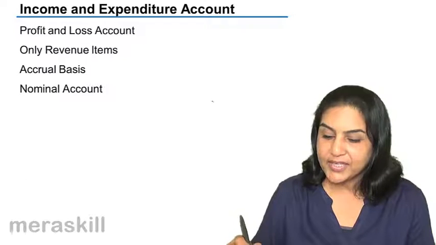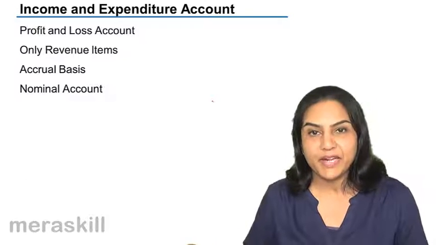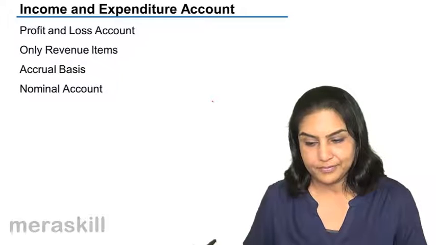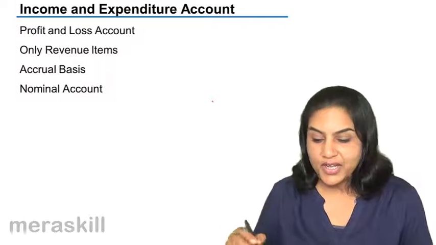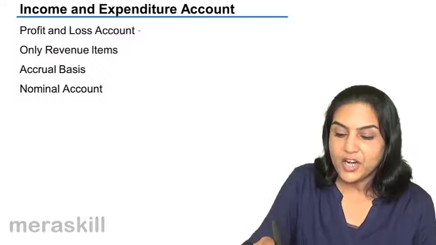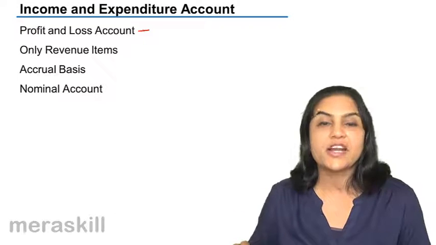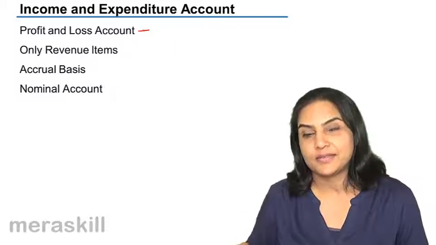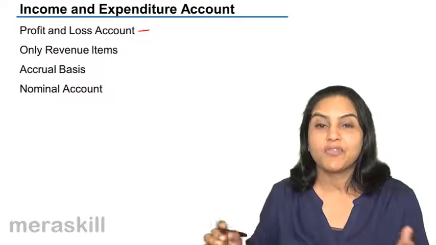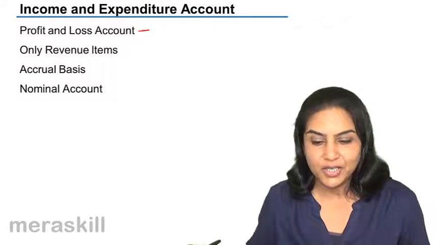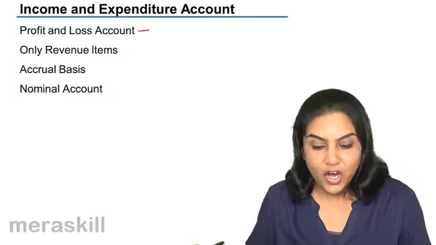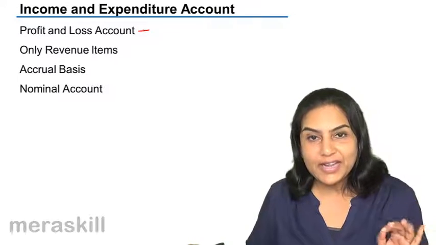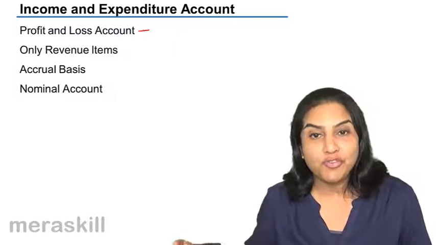Next, let us look at the income and expenditure account. The income and expenditure account is similar to a profit and loss account of a trading organization, of a profit organization. What happens in a profit and loss account? We record all items of income and all items of expense.